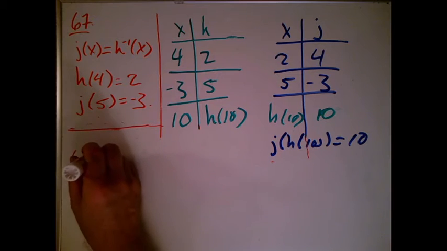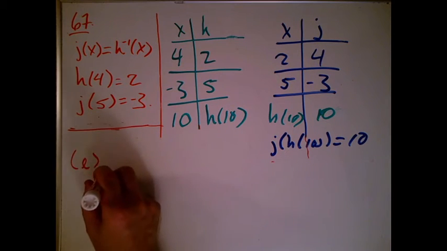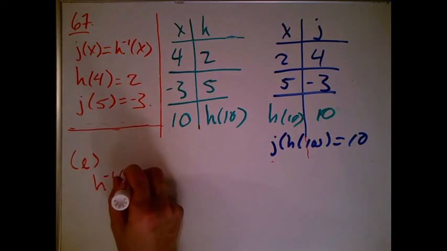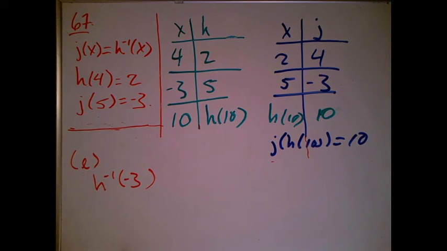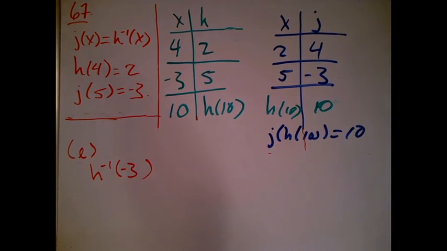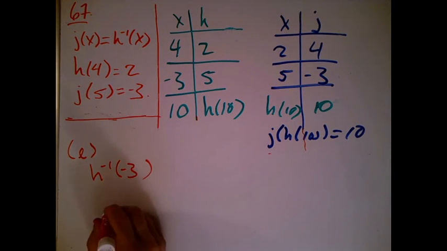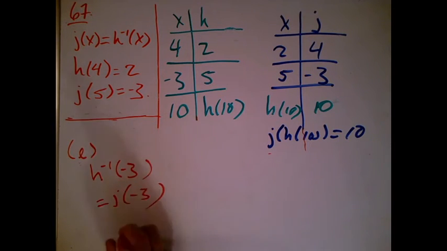Here we go. Now they ask for h inverse of minus 3. H inverse of minus 3. I know h of minus 3. I know that h inverse is the same as j, I'm sorry, j of minus 3. But I still don't know that. Well, what do I know?